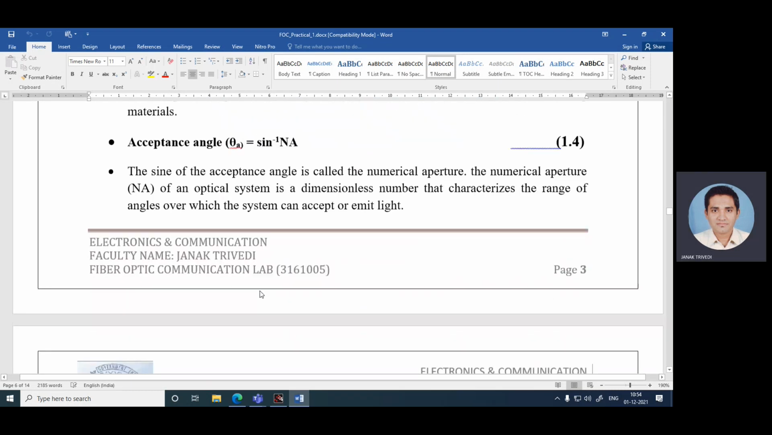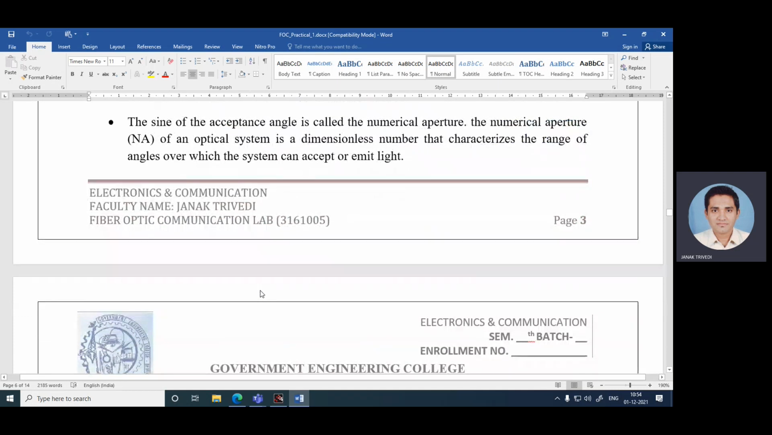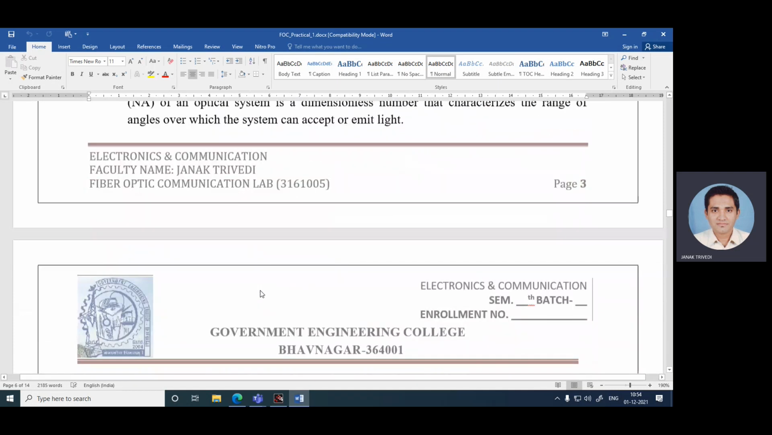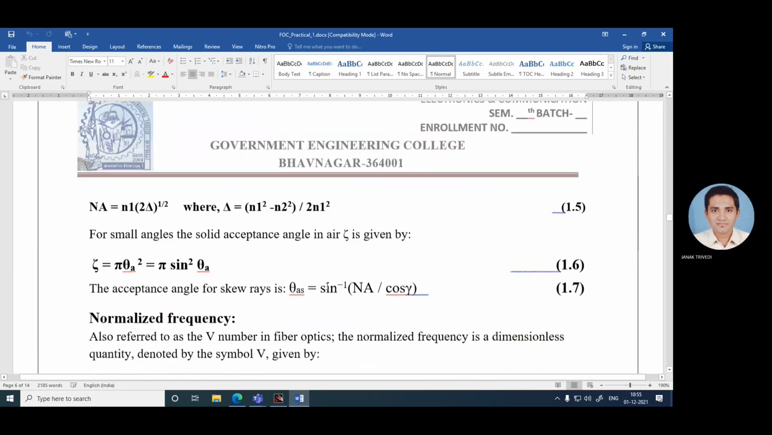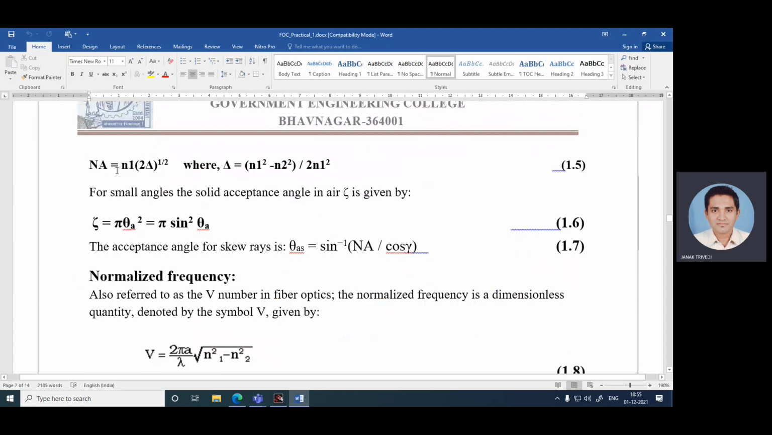The numerical aperture of an optical system is a dimensionless number that characterizes the range of angles over which the system can accept or emit light. NA can also be defined as NA equals n1 root of 2 delta, where delta is equal to n1 square minus n2 square divided by 2 n1 square. For a small angle, the solid acceptance angle in air, theta_s, is given by pi theta square, which is equal to pi sin square theta. The acceptance angle for a skew ray is theta_A equals sine inverse of NA divided by cos gamma.